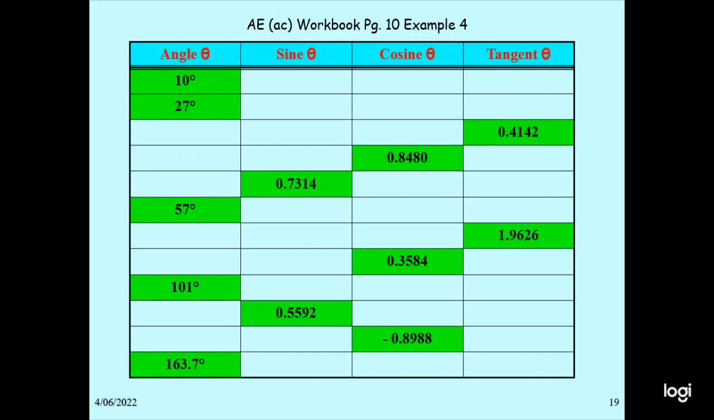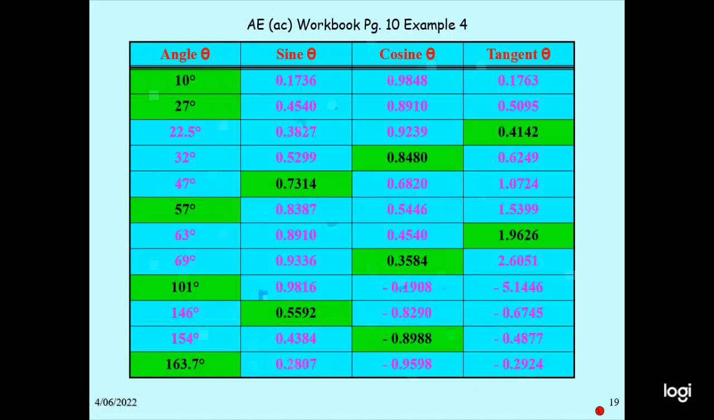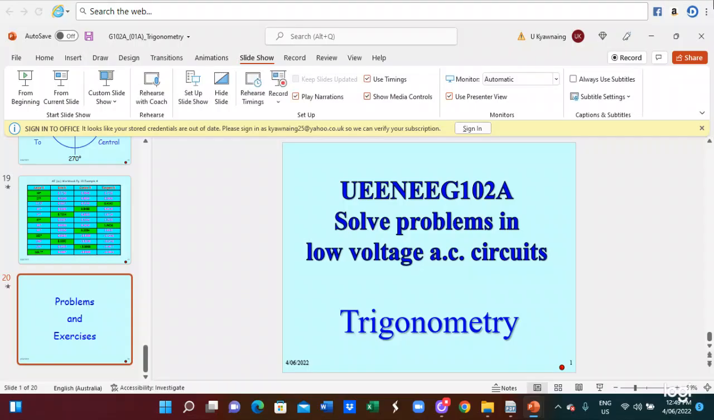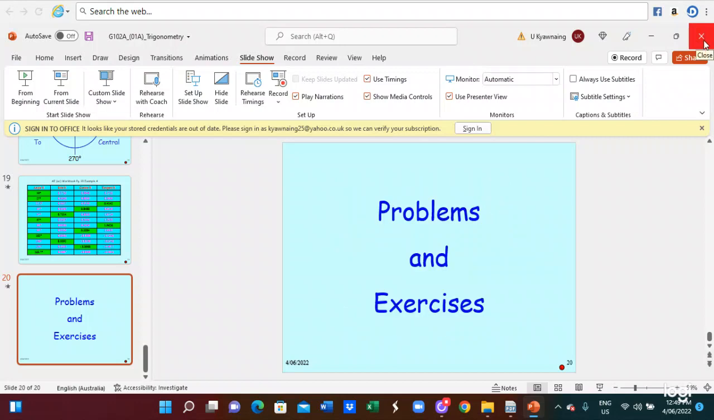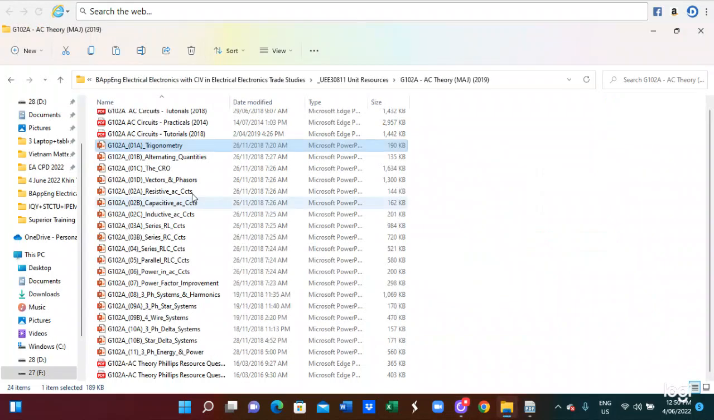So if the angles are 10 degree, 20 degree, 70 degree, or any angle theta, we can find the sine, cosine, tangent, and the tangent angle. So those are angle values, you can read the table. Then you can do the problem exercise. Then we also talk about alternating current quantities, AC quantity.